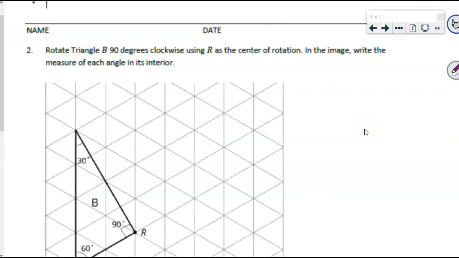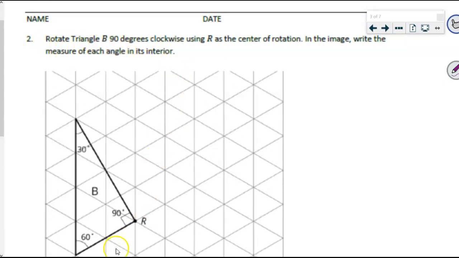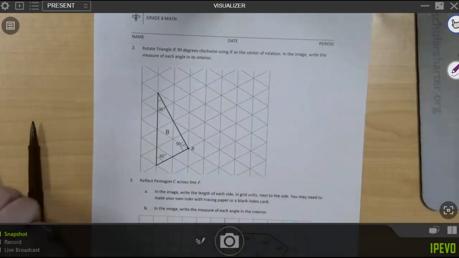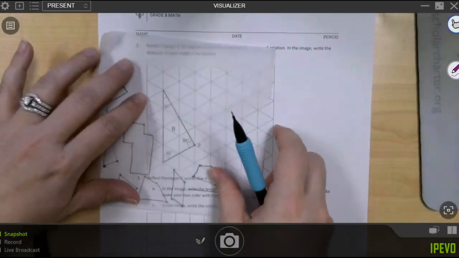All right, let's move on to the next problem. This time it's a rotation. We're going to rotate triangle B 90 degrees clockwise using R as the center of rotation, and then we're going to write down the angles when that's in its new position. So let's switch over to the hard copy first so we can do it with our tracing paper. There we go. Going to trace that image first.